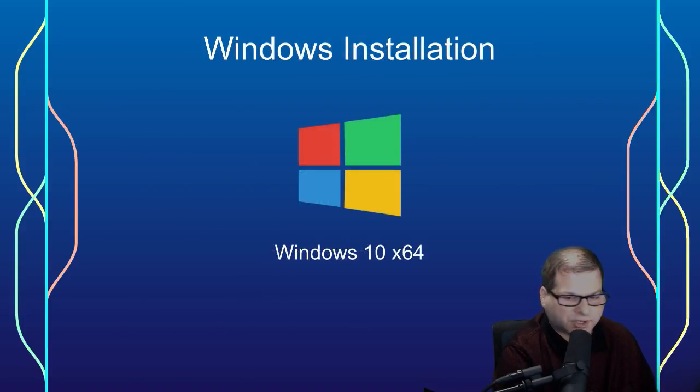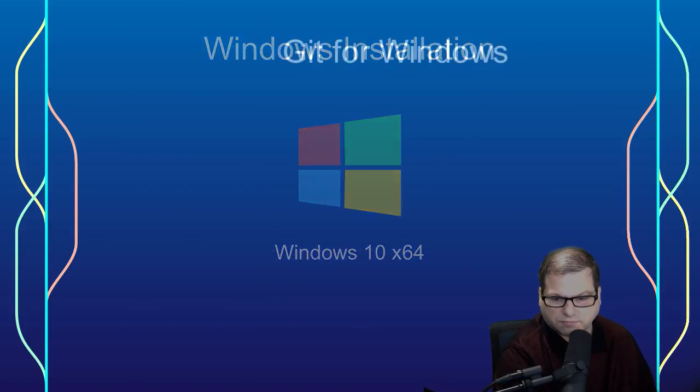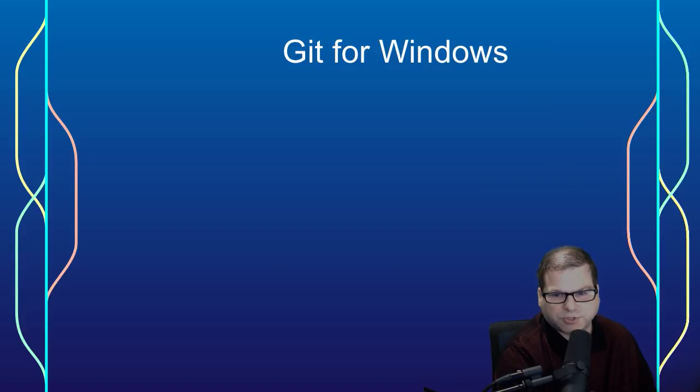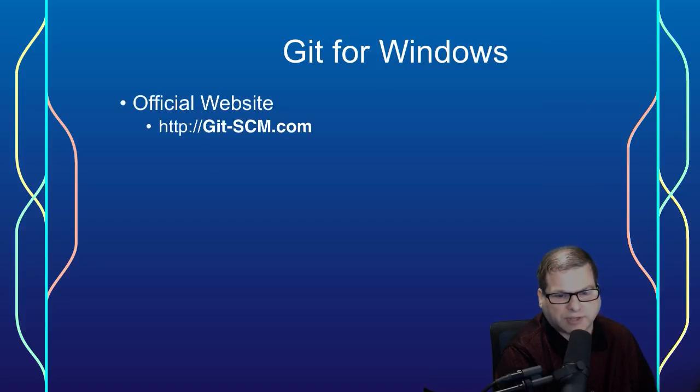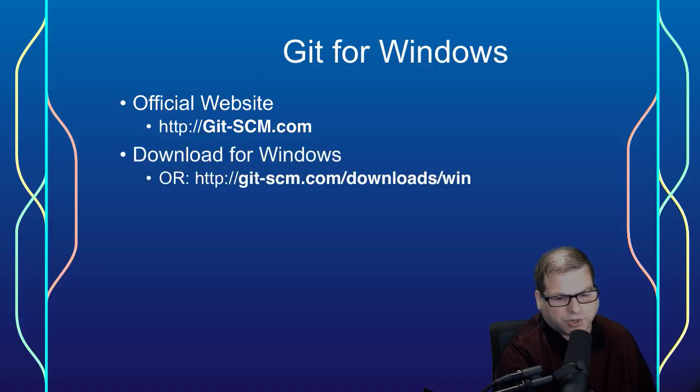All right, let's look at doing this on Windows. I'll be using Git for Windows, which is the official installer for Git from the official website. That's available from git-scm.com. You're just going to download for Windows. It should be available directly from the homepage. It should detect that you're on Windows and provide you the correct download.